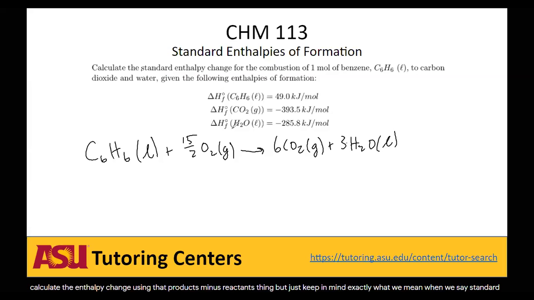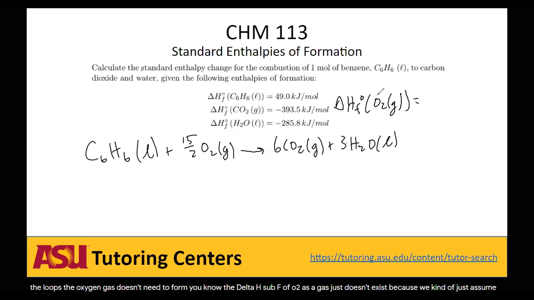The other thing to note is, although we're given 4 different things here, oxygen gas isn't given a heat of formation. And that's because O2 is the common form of oxygen, right? It's a diatomic molecule, so it's most commonly in the O2 form. That means that oxygen gas doesn't need to form. The delta H sub F of O2 as a gas just doesn't exist because we just assume it's already in this form. So it doesn't have a heat of formation, we just assume it's 0.